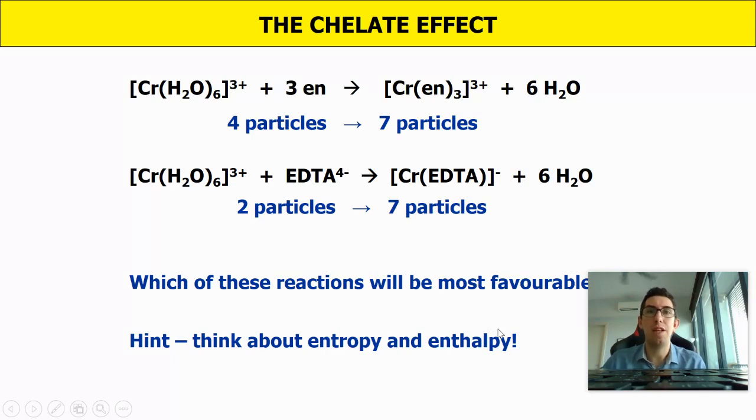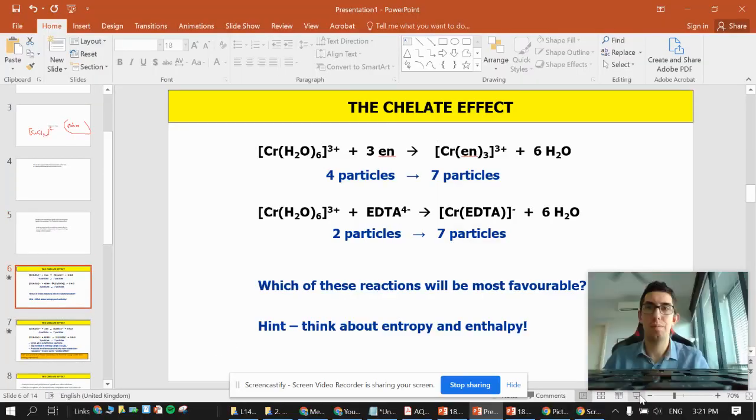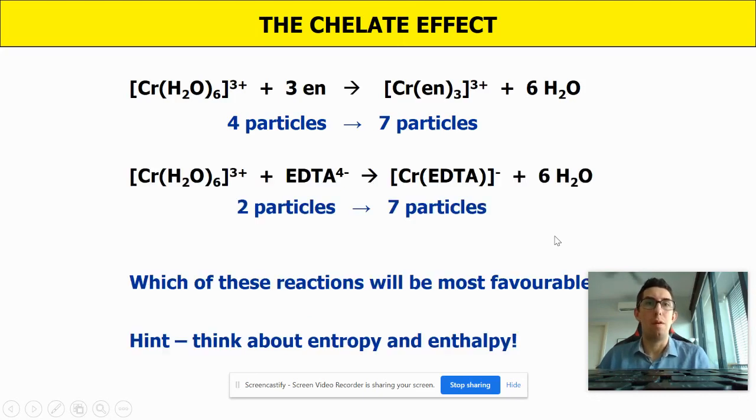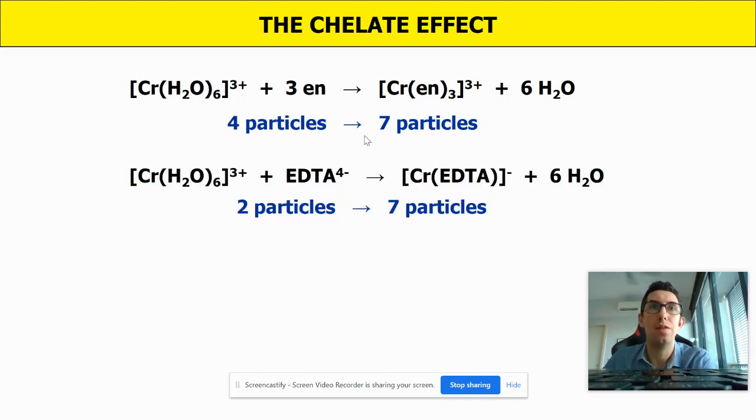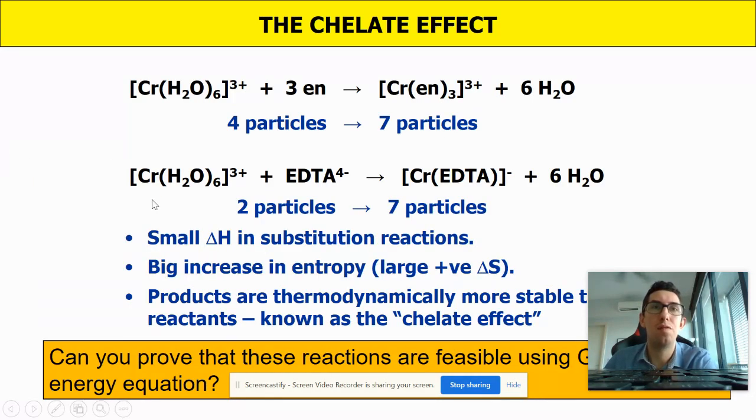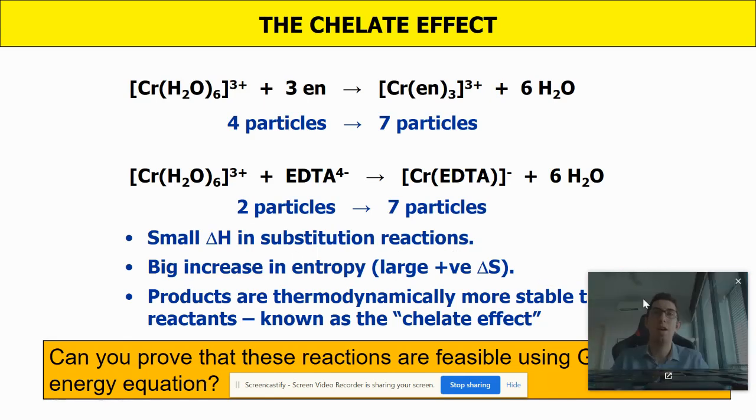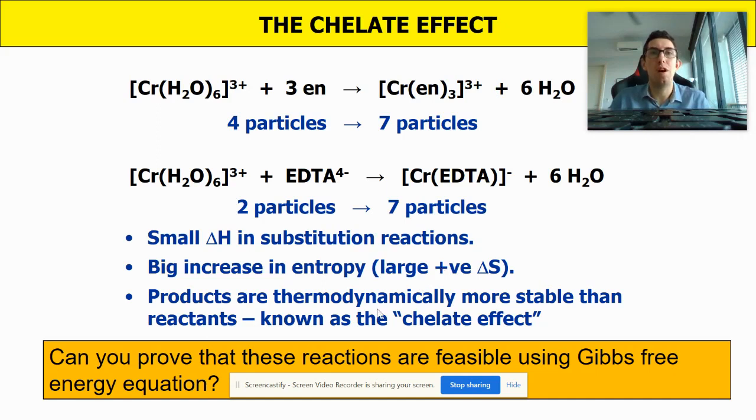So, which of these reactions will be most favorable? Yeah, the bottom one's going to be more favorable because the entropy change is more positive. 2 particles to 7 is more chaotic than 4 particles to 7. Okay, so both of these have small delta H's in these substitution reactions, but they have big increases in entropy. So the products are thermodynamically more stable than the reactants. This is known as the chelate effect.